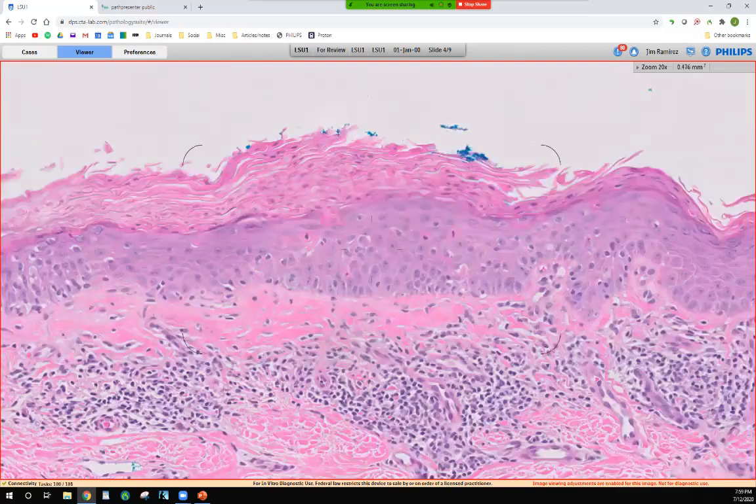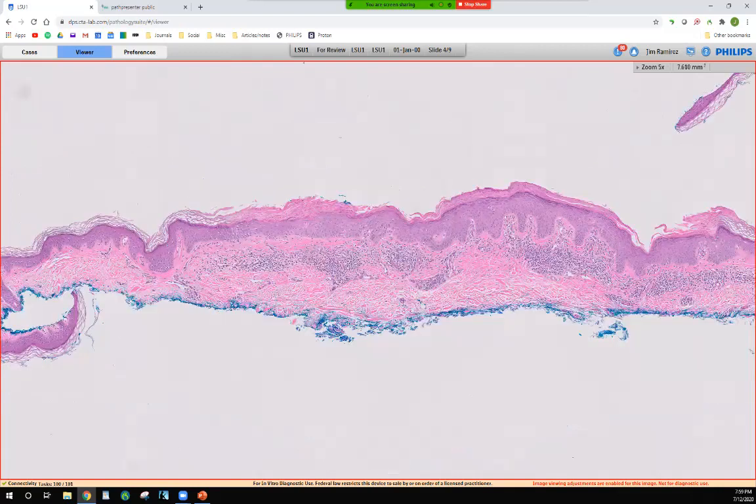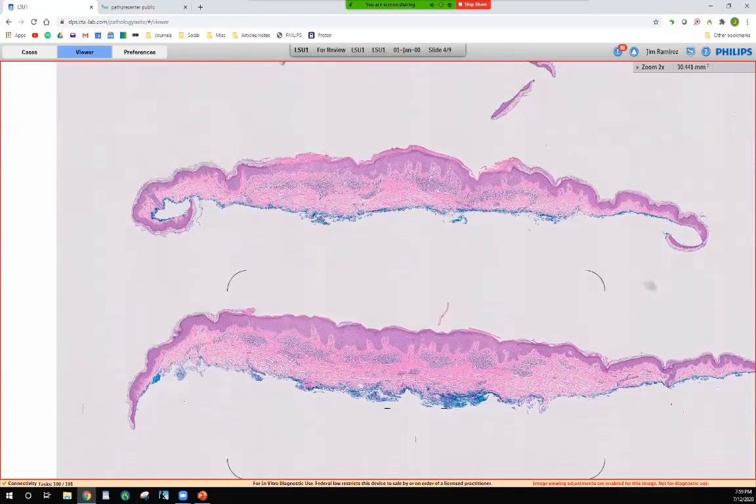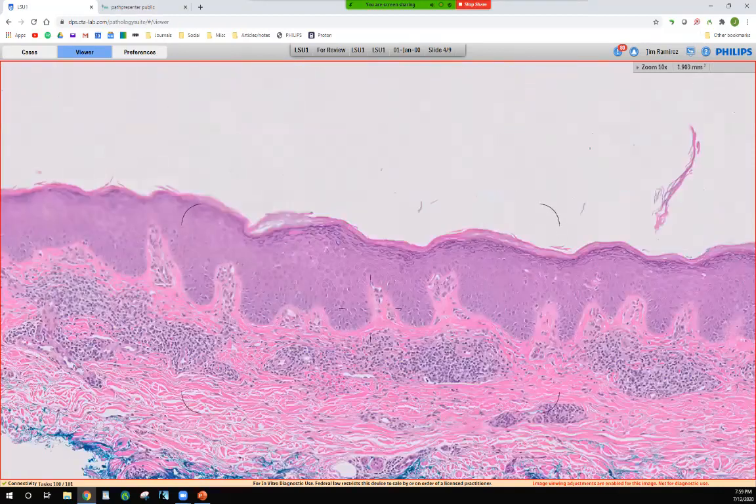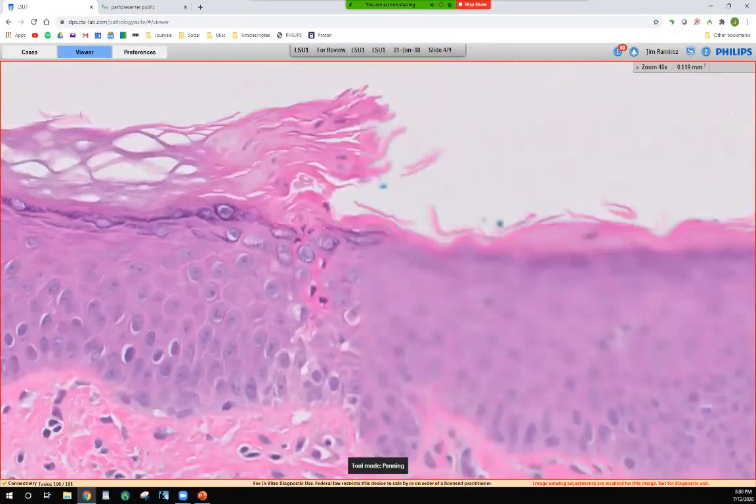sort of a poorly formed one, but I think this is actually all a cornoid lamella as well. It just didn't quite get as nicely formed as the one on the other side. And in the center, we have what looks like an LK, like keratosis. So this is probably best fitting for DSAP, disseminated superficial actinic. And here's a really nice example. Here's a nice cornoid lamella right there.